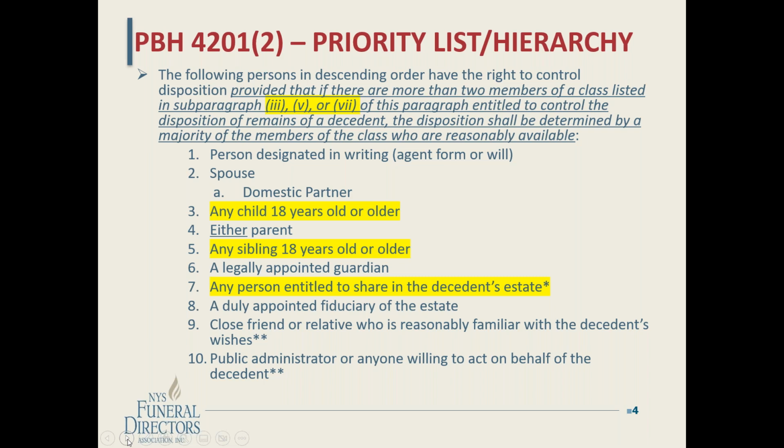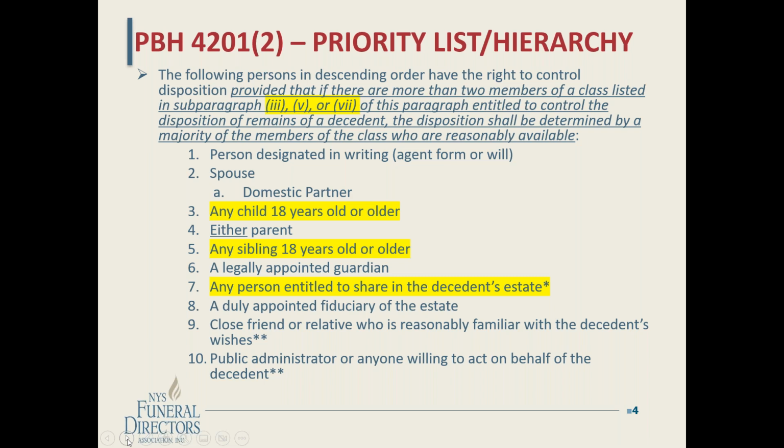So let's walk our way through that list. Number 1 on the list is the agent. We'll go through the agent form a little later, but if a person is named as the person in control as an agent through the agent form or through a will, then that is the person that you're going to go to. They are the one who will always have control of disposition. Working your way down the list, if there is no agent, then you go to a spouse or domestic partner, listed in the law as 2 and 2A. They're sort of on equal footing because you're only going to have one or the other. Then you get to a child who's 18 years old or older, either parent, then any sibling 18 years or older.